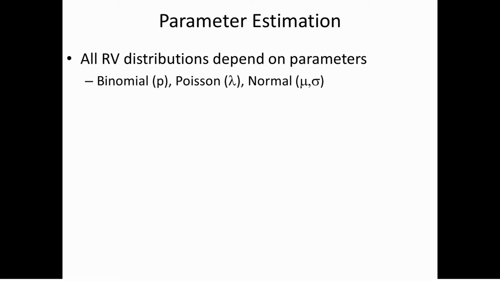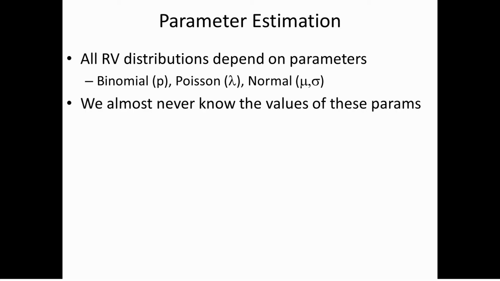If you look at the binomial distribution, it depends on the parameter p. Poisson depends upon the value of lambda. The normal distribution depends upon two parameters. In order to uniquely identify a specific distribution, you have to give the values of the parameters. The problem with this picture is that we almost never know the values of these parameters.